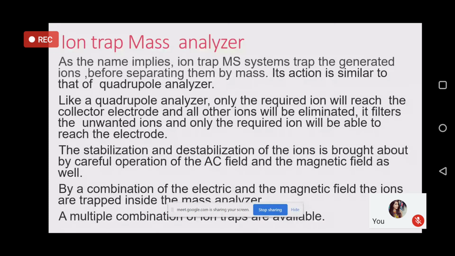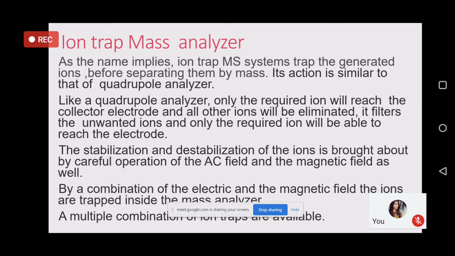Now, why do you say that the action is similar to that of a quadrupole analyzer? The answer is simple. All the ions are trapped in that particular volume by means of the two electrodes, the end cap electrodes and the ring electrodes, one applied with direct current, another applied with an alternating current. And those ions, once they are trapped, will have different M by Z values. They are confined to that volume, to that region.